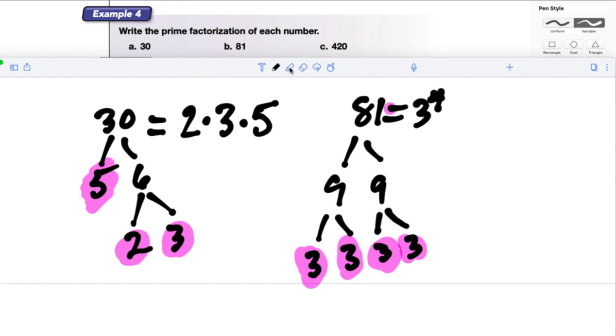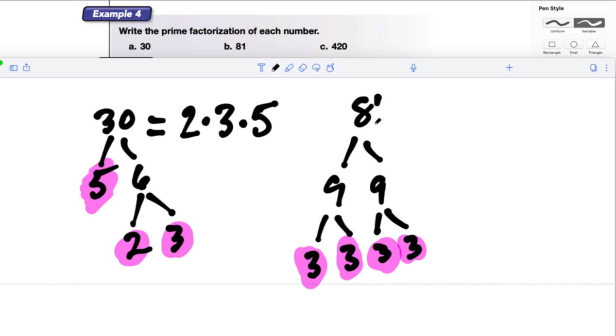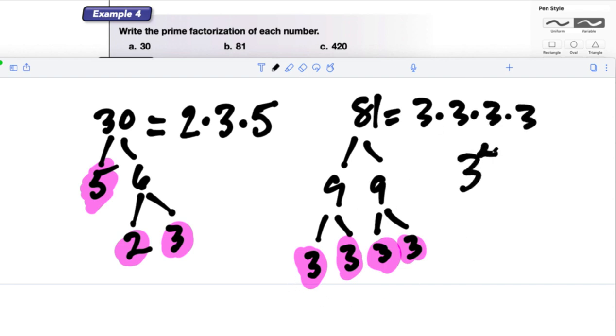Why am I writing 3 to the 4th power? Excellent question. I'm writing 3 to the 4th power because we know that 81 is 3 times 3 times 3 times 3, according to our prime factorization. And we can write that as 3 to the 4th power because that's 4 3's being multiplied together.